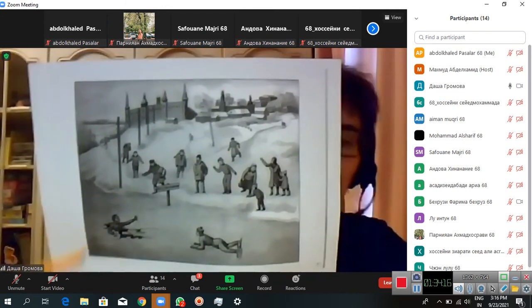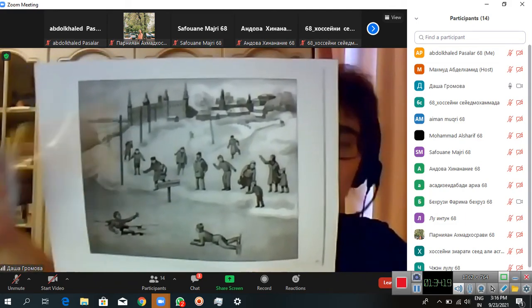Person lies down in the hole, they were skating, and then goes down, other people try to help.